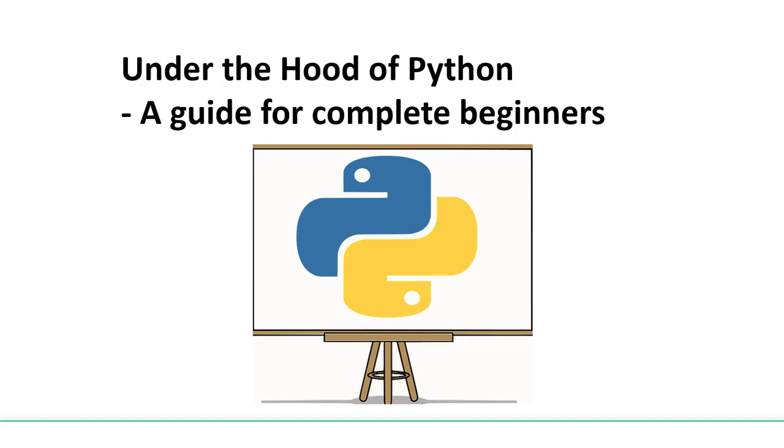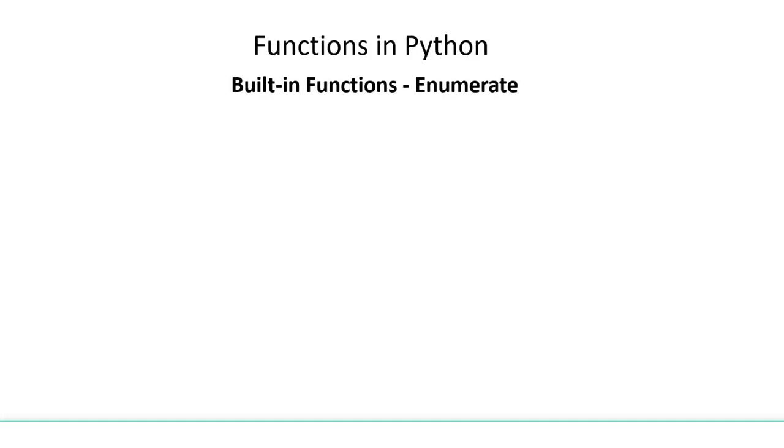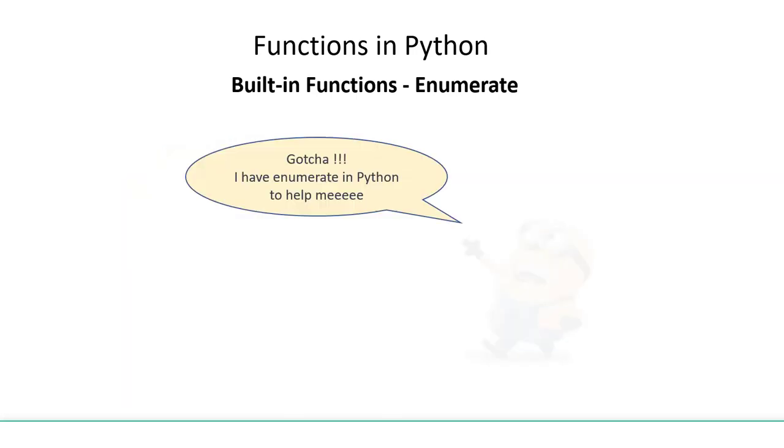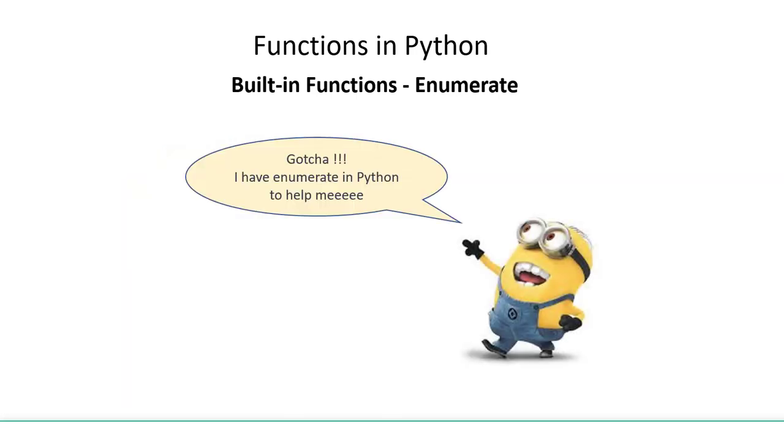In this session, we are going to have a look at one of the very important and interesting built-in functions named enumerate. So what is enumerate and how is it going to help us in coding with Python? Let's say we have a file comprising multiple lines and we want to read all the text in it. Along with that, we would also want to segregate those texts against the line numbers in which they are present in the file. That's pretty interesting. We have something called enumerate to achieve it in a much easier way.